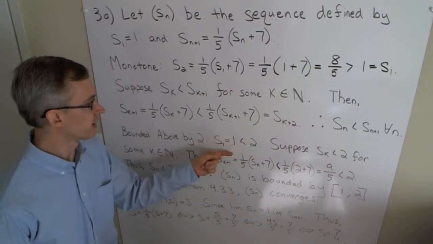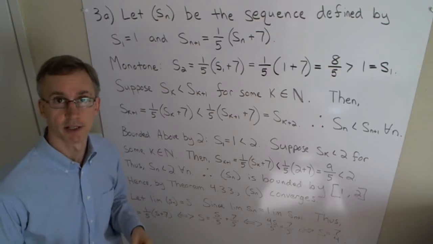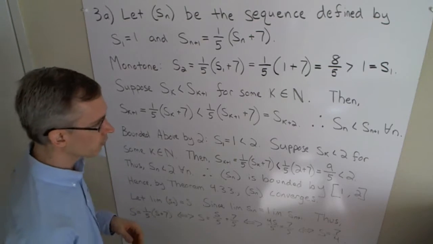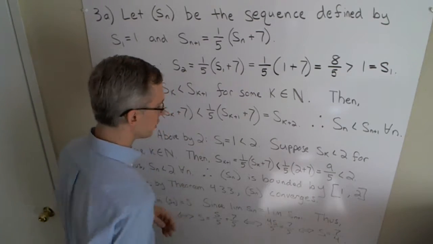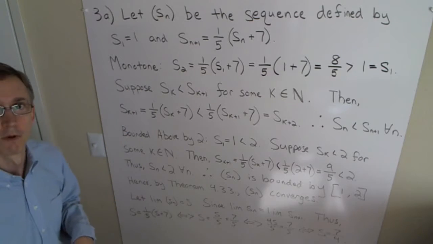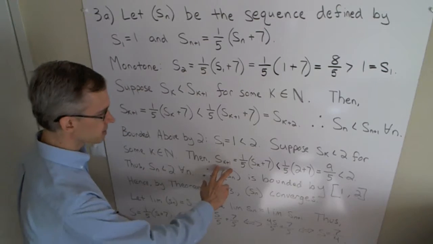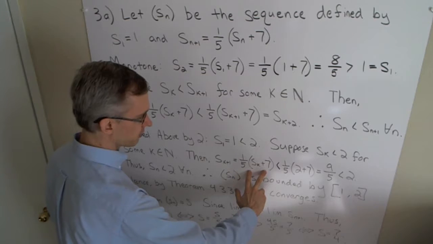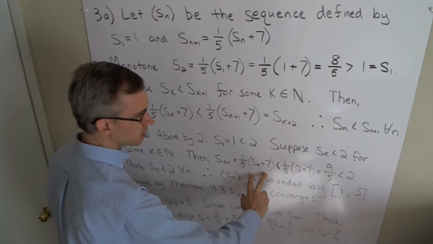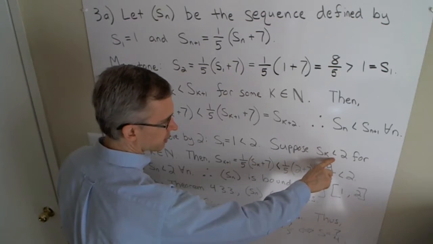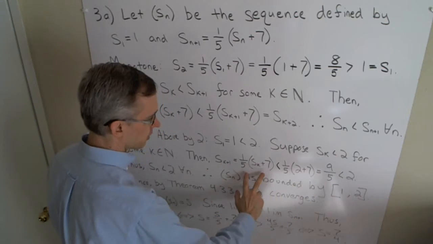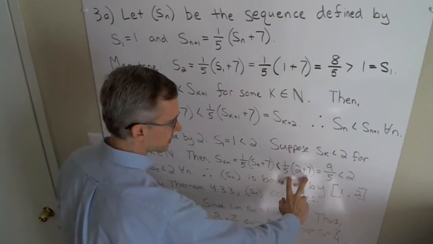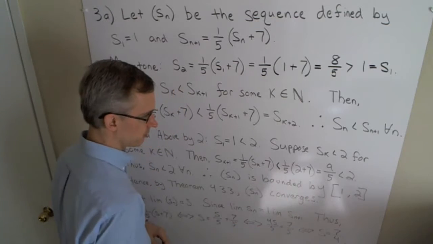Clearly, this is true for S sub 1, establishing the basis for induction. Now we'll suppose that S sub k is less than 2 for some k. Then S sub k plus 1, using the formula, and then using our inductive hypothesis, this expression is less than the same expression with 2 plugged in.